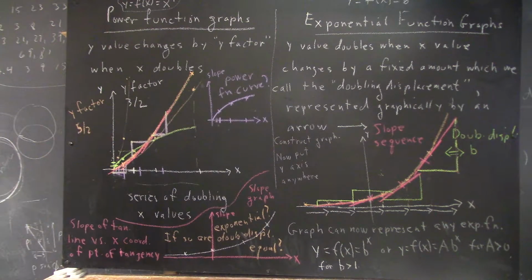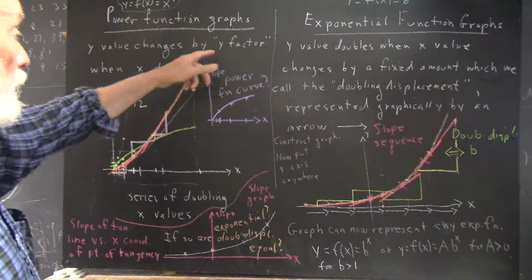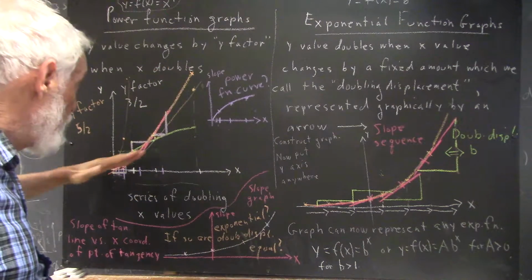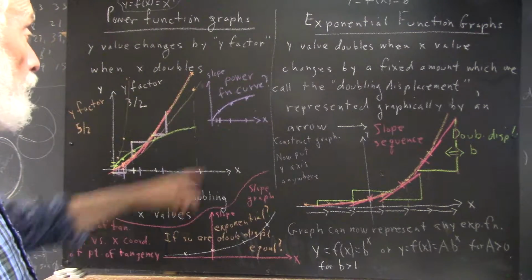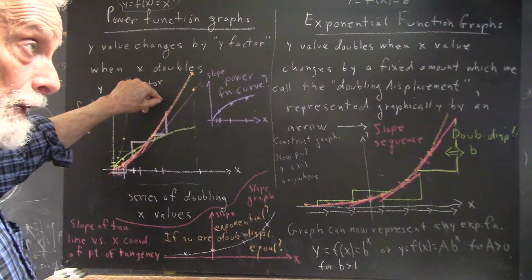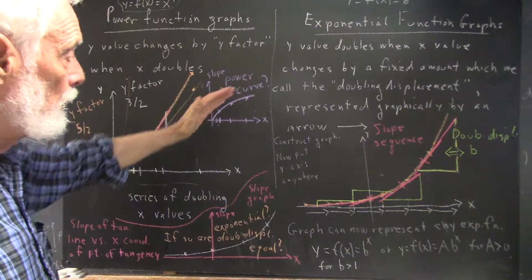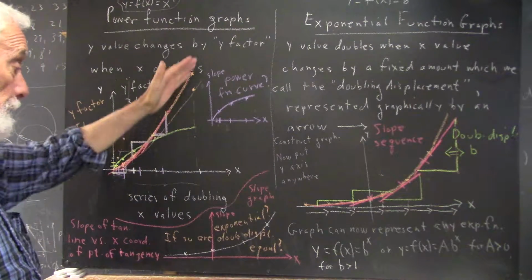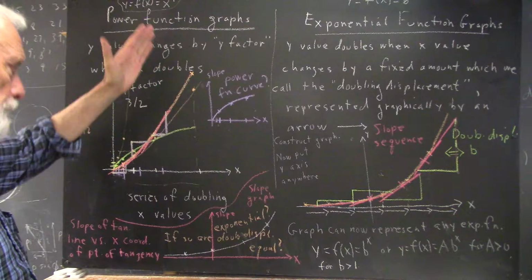And the slope graph of a power function clearly has a different y factor, because this graph is concave up and this graph is concave down. They don't have the same shape at all. The y factor of this graph can't be the same as the y factor for this graph. That is, if you have a power function that's concave down, its y factor cannot be the same as that of a power function whose graph is concave up.